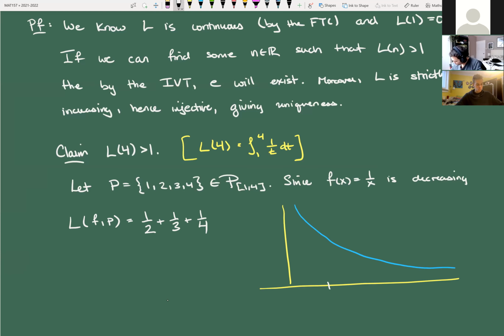All right, so let's say this is 1, 2, 3, 4. So I'm just computing that sum right there. Okay, and what is that number? Hopefully I've done this correctly. The common denominator is 12, so that would be 6 and 4 and 3, so that's 13 twelfths.